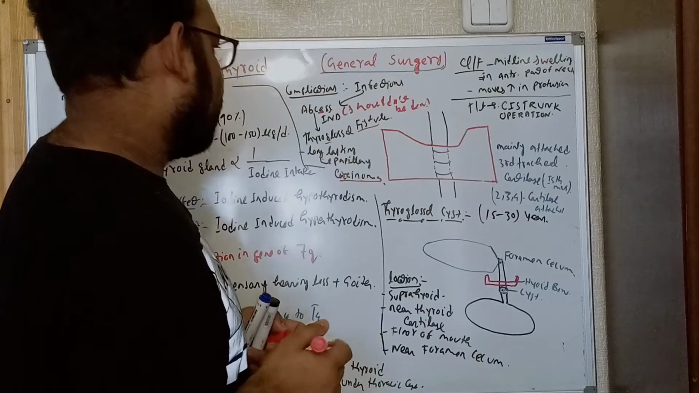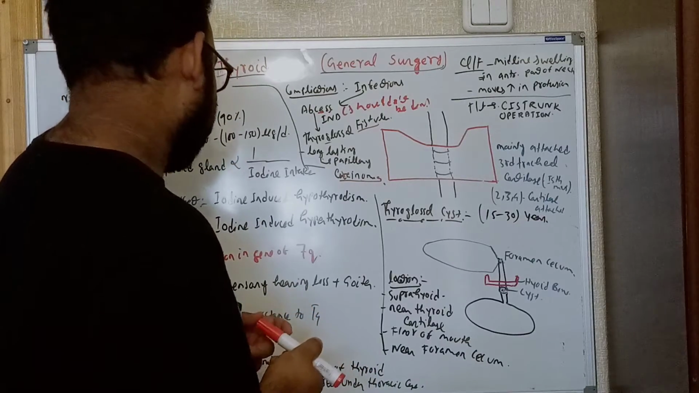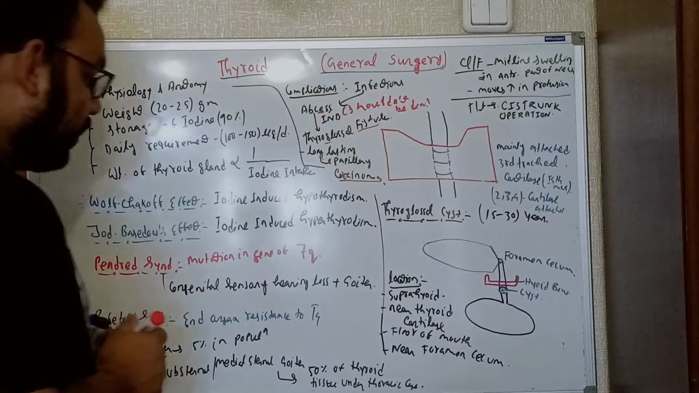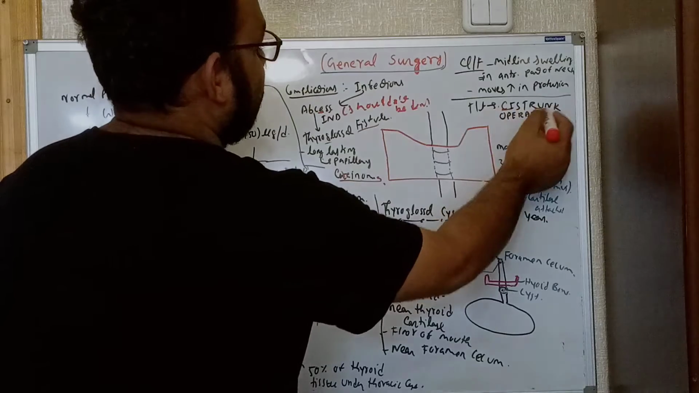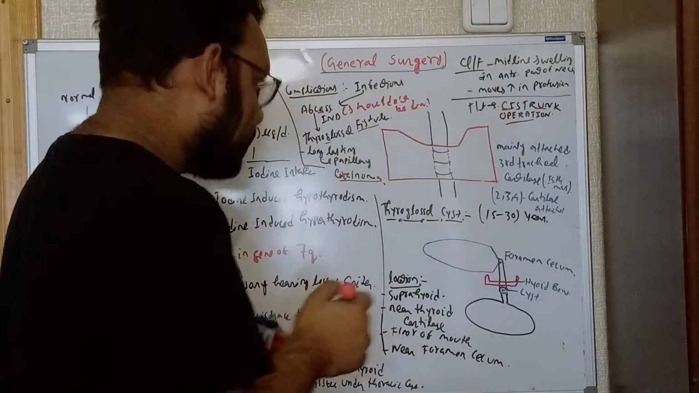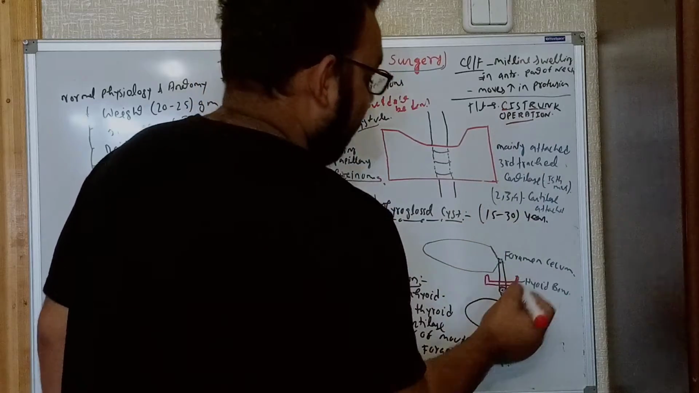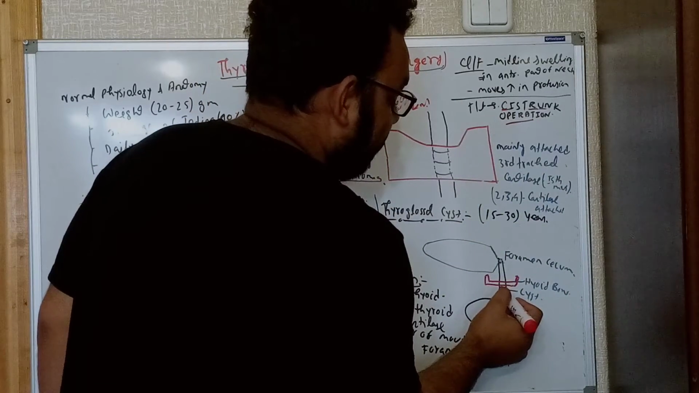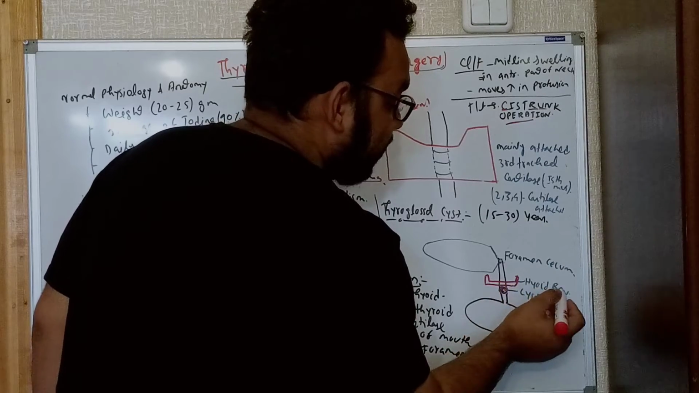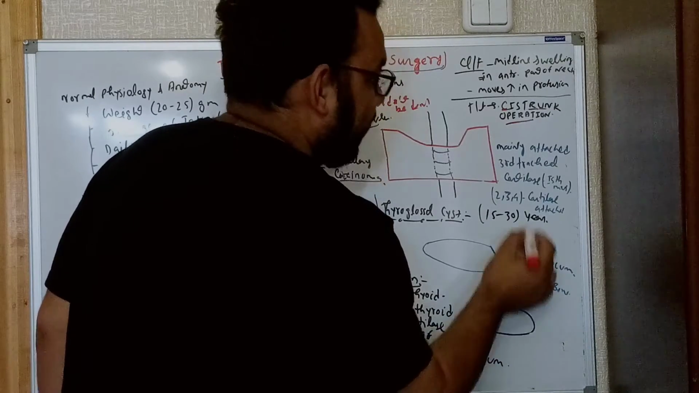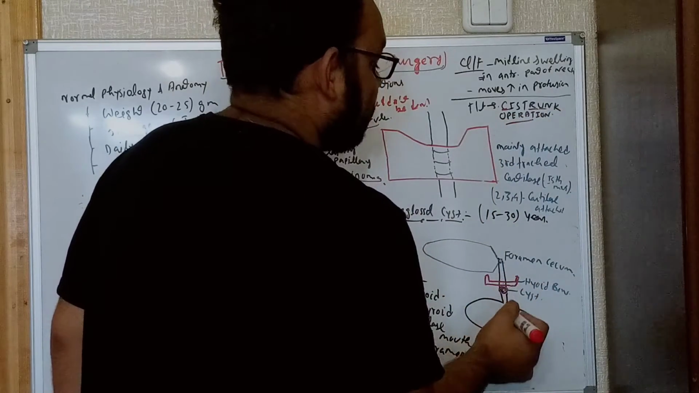Now what about the treatment? If we talk in terms of the treatment, what can we do in these cases? We can do the Sistrunk operation. In the Sistrunk operation, the cyst and its tract should be removed as a single piece, along with the central portion of the hyoid bone. So this is the treatment for the thyroglossal cyst.